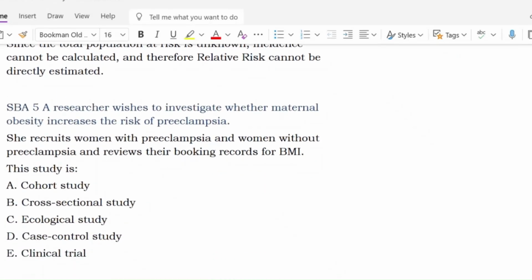Next. A researcher wishes to investigate whether maternal obesity increases the risk of preeclampsia. She recruits women with preeclampsia and women without preeclampsia and reviews their booking records for BMI.